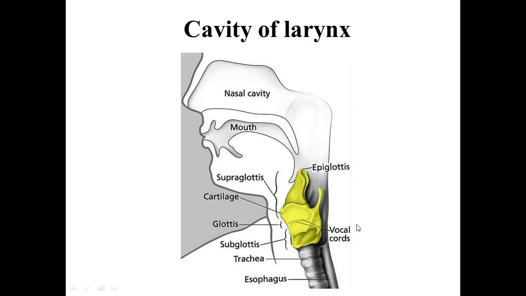Now the cavity of the larynx extends from the laryngeal inlet to the lower border of the cricoid cartilage. So the cavity of the larynx extends from the laryngeal inlet to the lower border of the cricoid cartilage, and the anterior wall of the cavity is larger than the posterior wall.